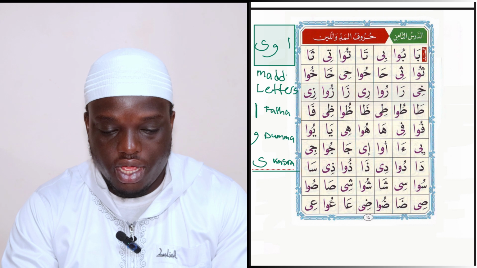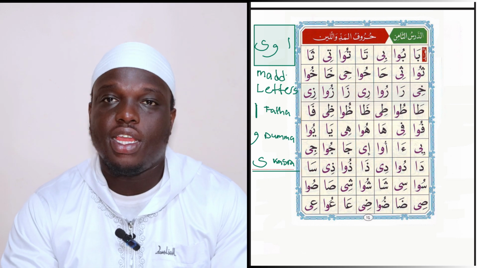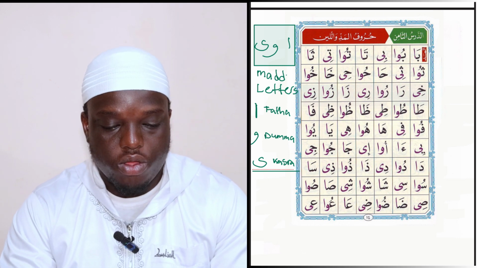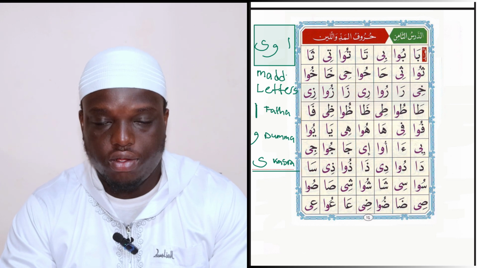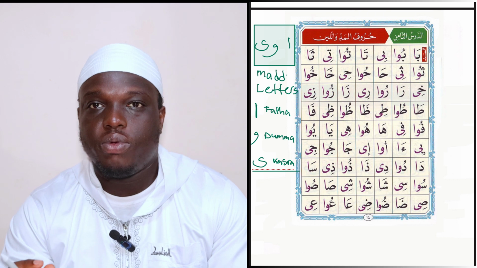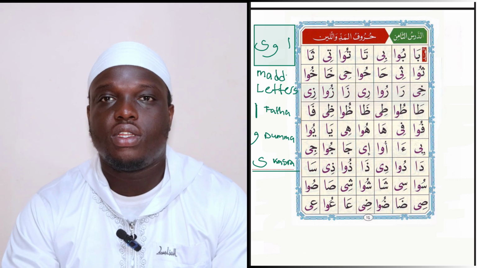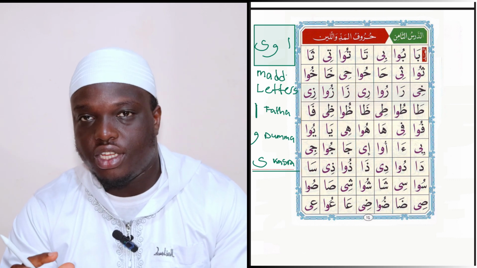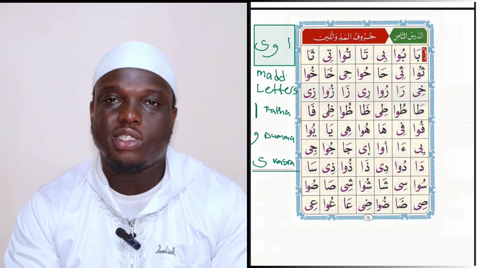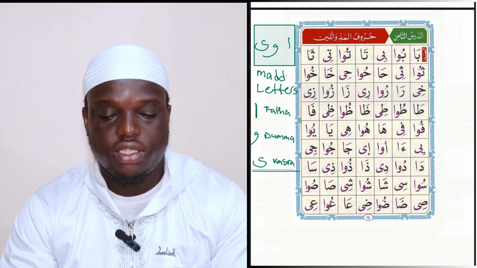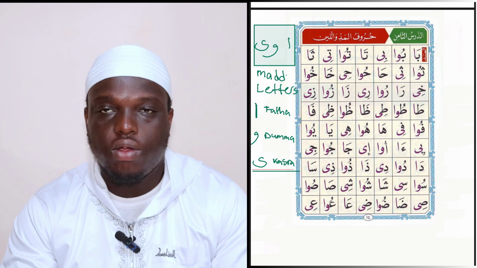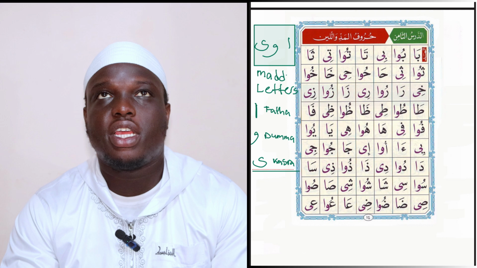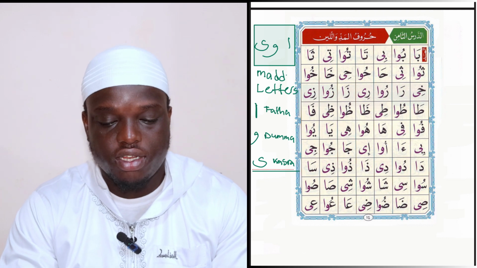Again, the difference between lesson 8 and lesson 7 is that we're seeing the mud letters in their original form. In lesson 7, we were reading the small alif, the small waw, and the small ya. In this lesson, we're introduced to the mud letters in their normal size.